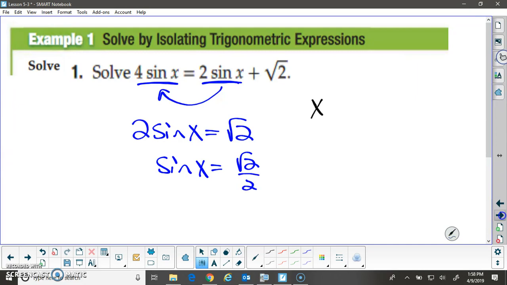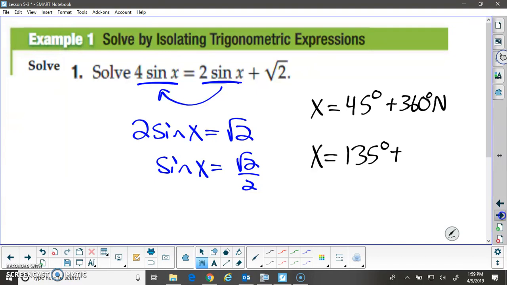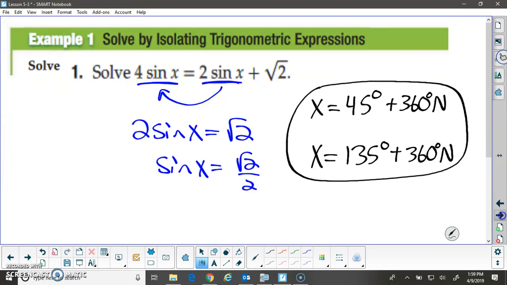Since this is a sine function, we look for y values of root 2 over 2, and that would be at 45 degrees. And there'd be another one at 135 degrees. But because there's an infinite number of solutions, we have to put a plus 360n on the end of each of these, because that's going to give you additional answers outside of the unit circle from 0 to 360.